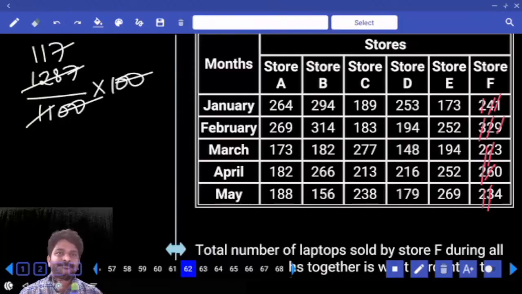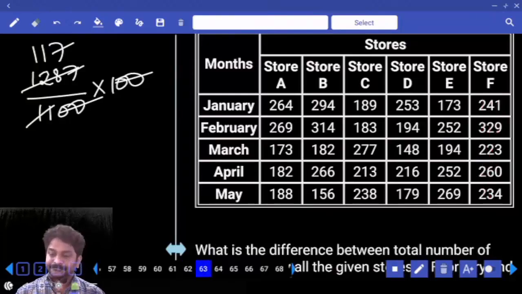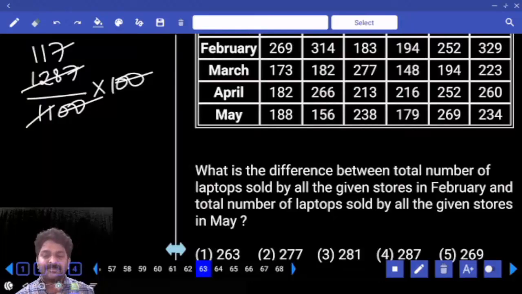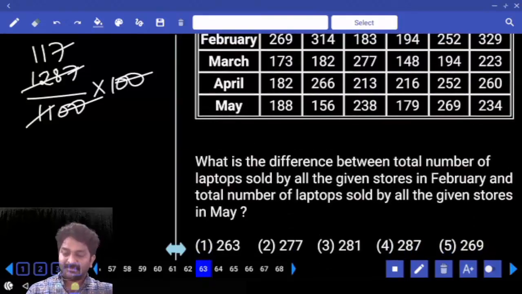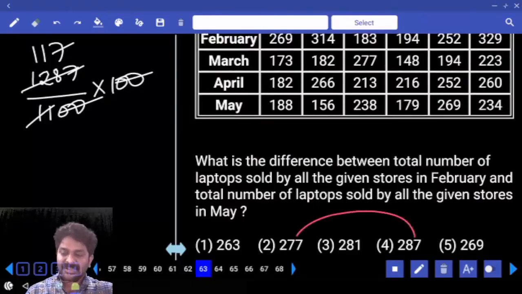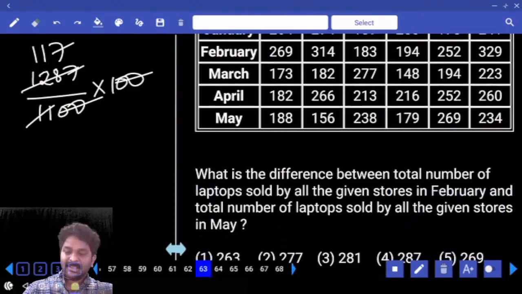Okay, now, what is the difference between the total number of laptops sold by all the given stores in February and laptops sold by all the given stores in May? If all the numbers are ending with different numbers, then we can go for last digit verification. But two options are there which are ending with the same. So I don't want to take any risk. So let's calculate the exact difference.